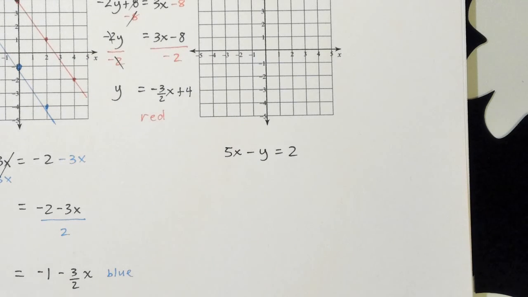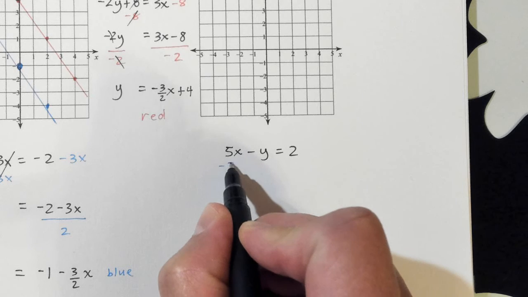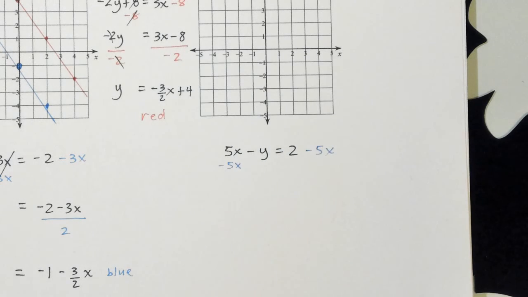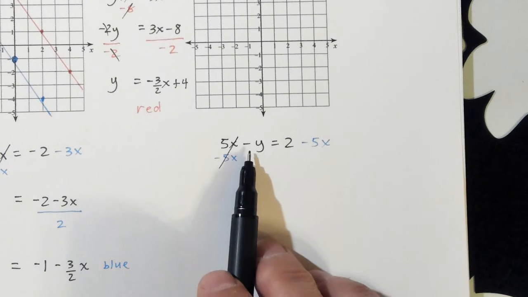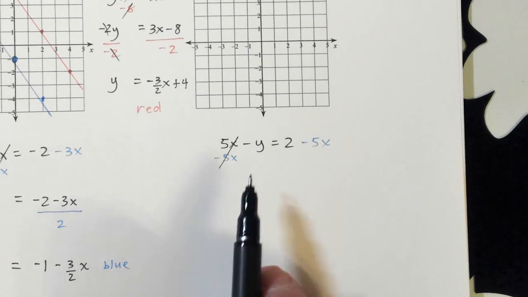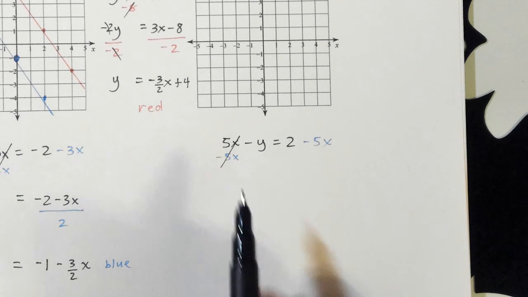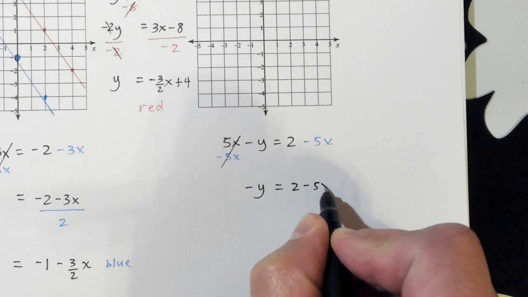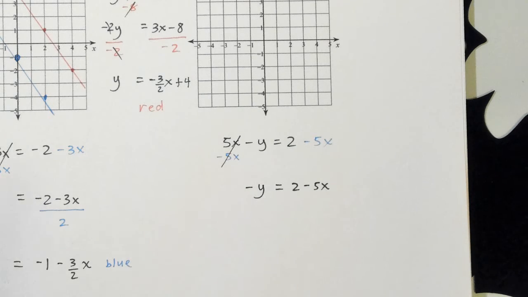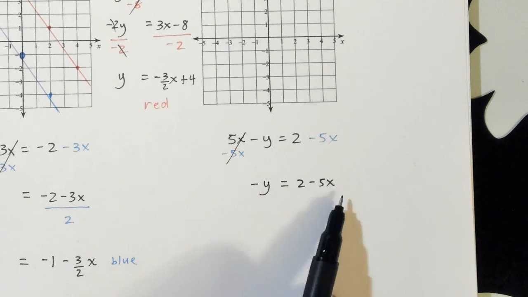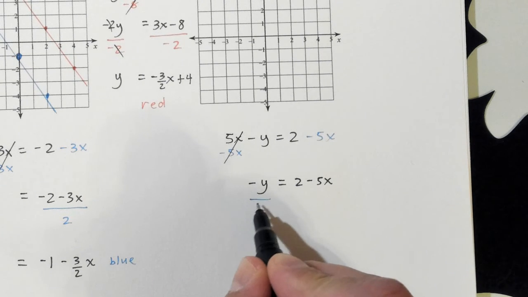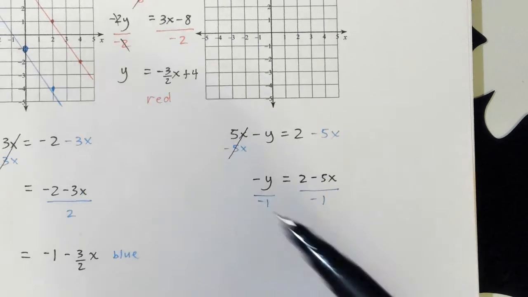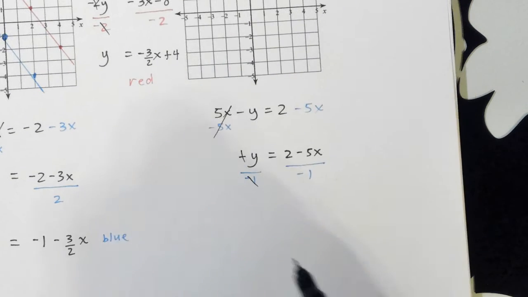And subtract 5x on the left, subtract 5x on the right. Cancel. Be careful not to forget to bring the negative down. So you got negative y equals 2 minus 5x. And then that's a negative 1, so you're going to divide both sides by negative 1. And that cancels that.